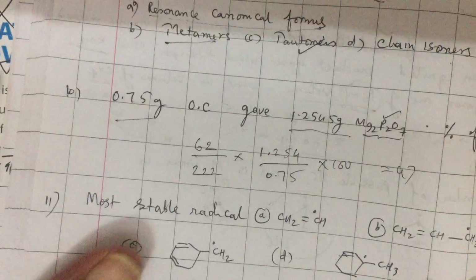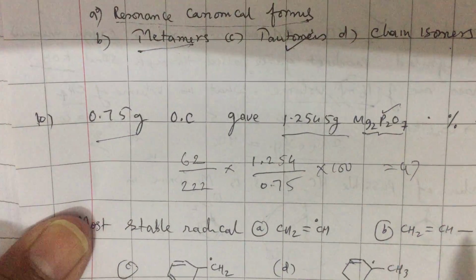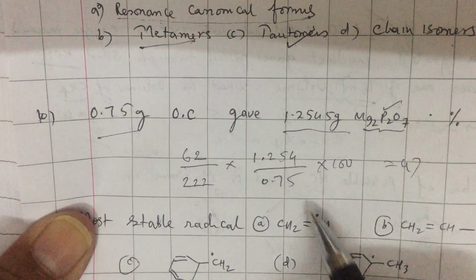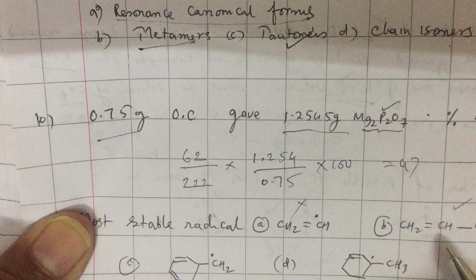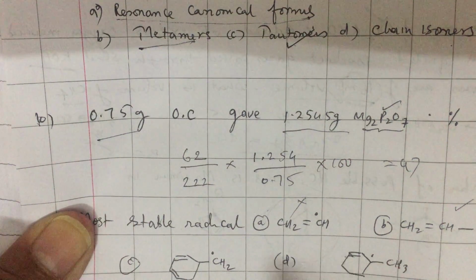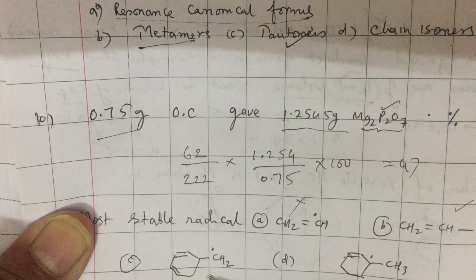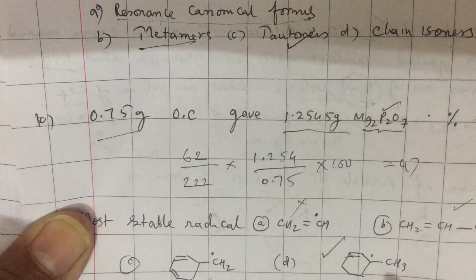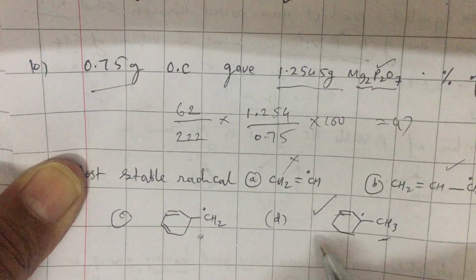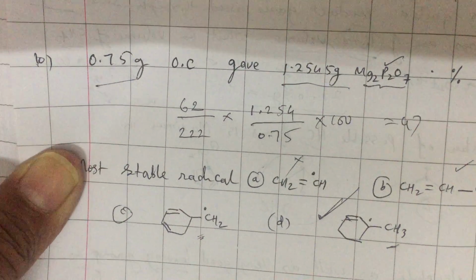Most stable free radical in this. In these free radicals, if I carefully observe, this is the least stable, no possibility of resonance. This is somewhat stabilized by possibility of resonance. This is not stabilized by any resonance. This is highly stabilized by resonance and hyperconjugation. Therefore, this free radical is most stable.